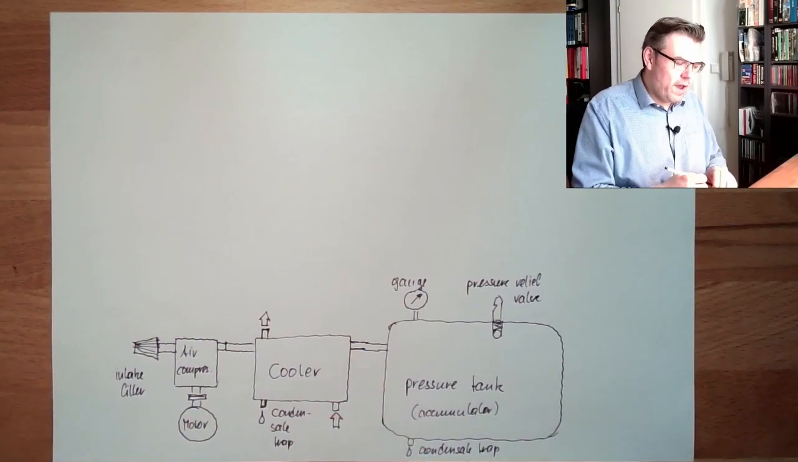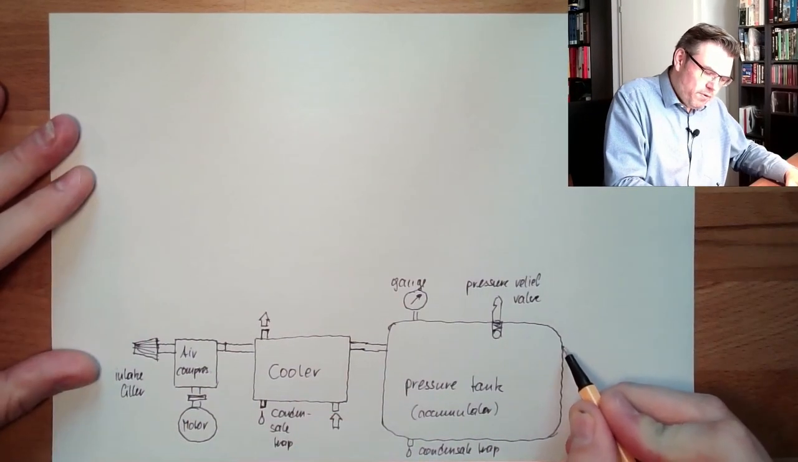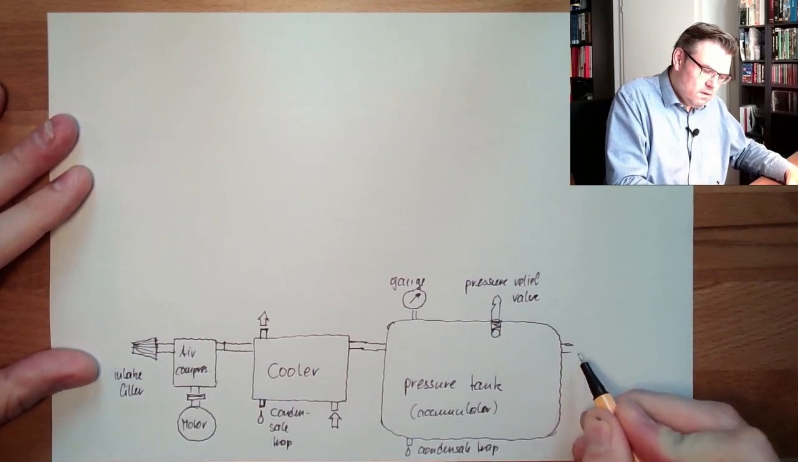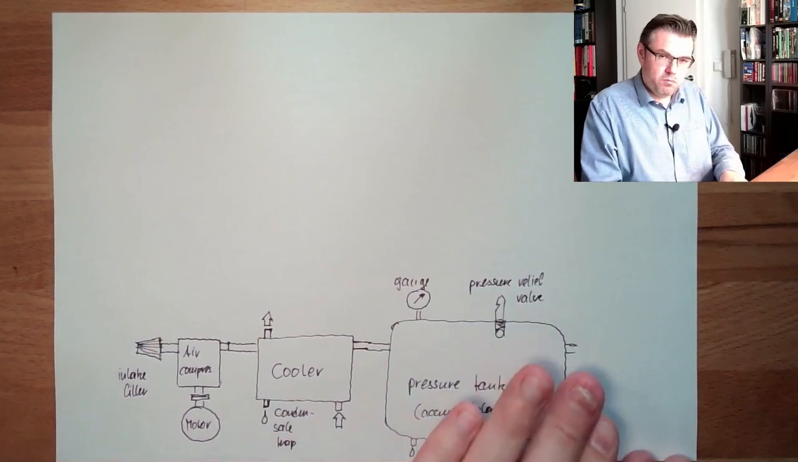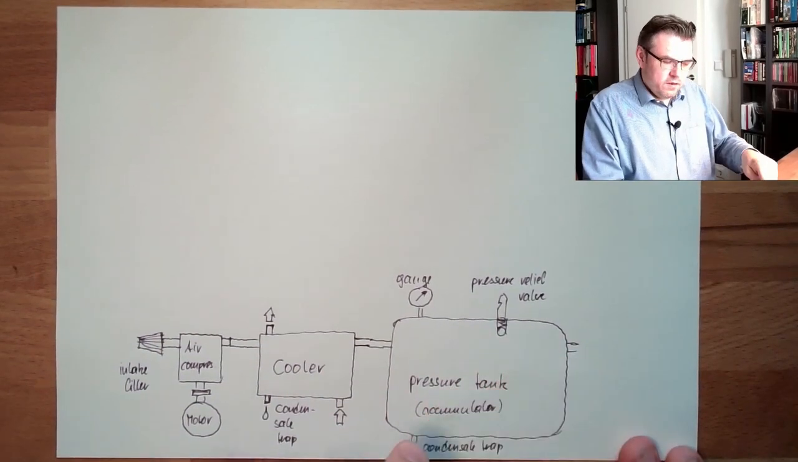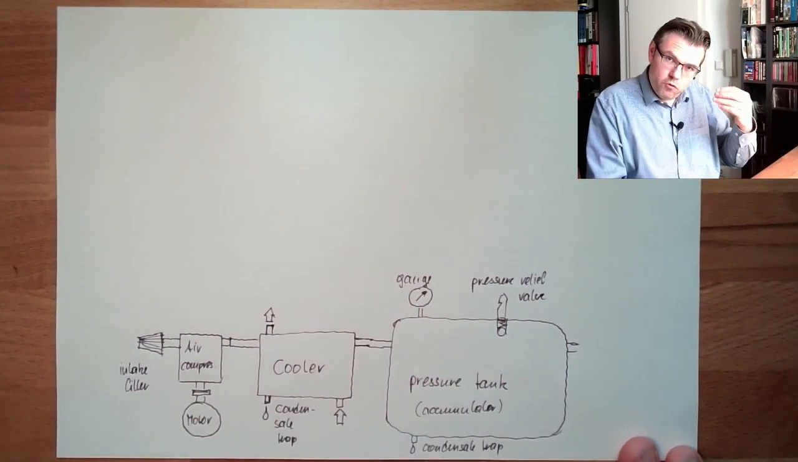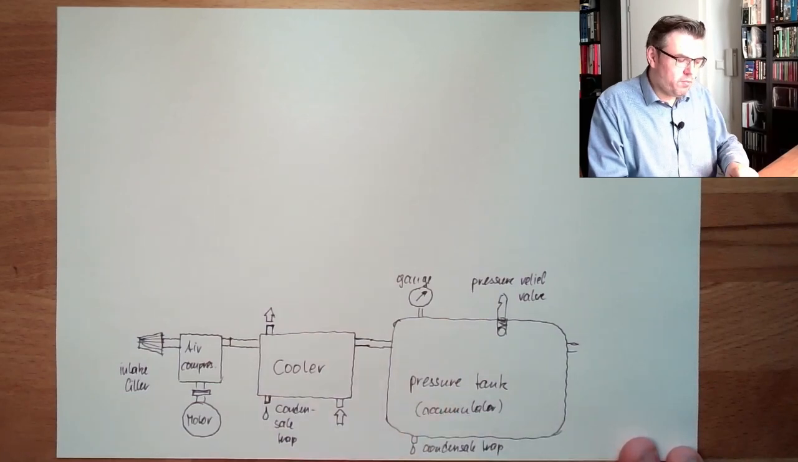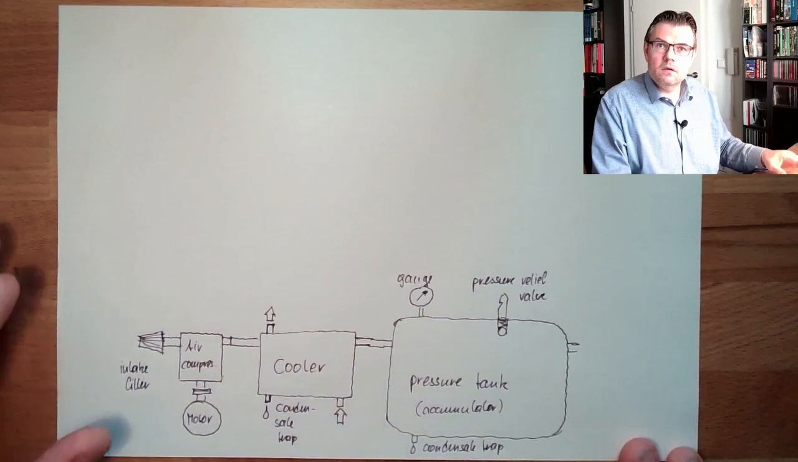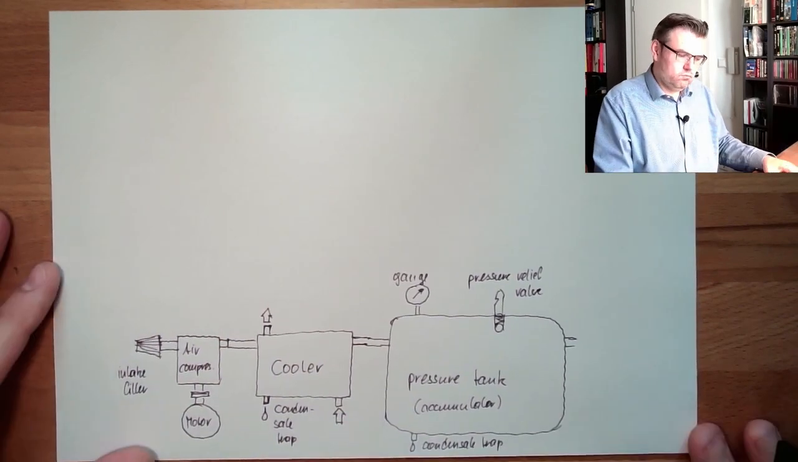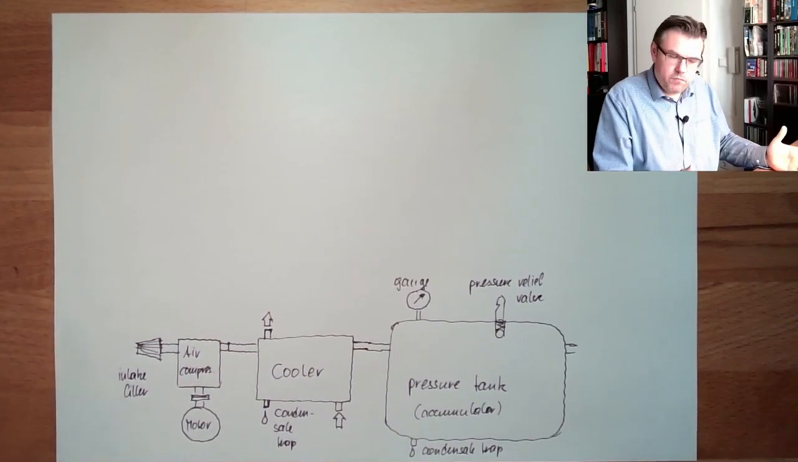Now we have compressed air here. This compressed air has a certain pressure. There's a certain reservoir of compressed air. This compressed air is clean, cool, and dry. That's it.